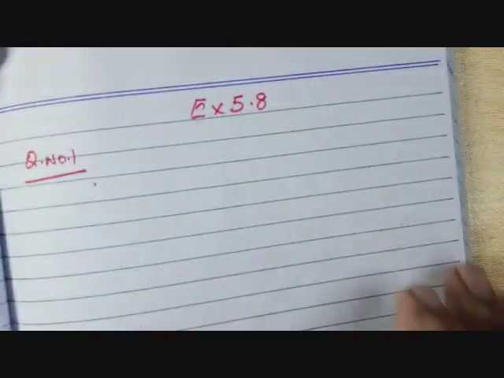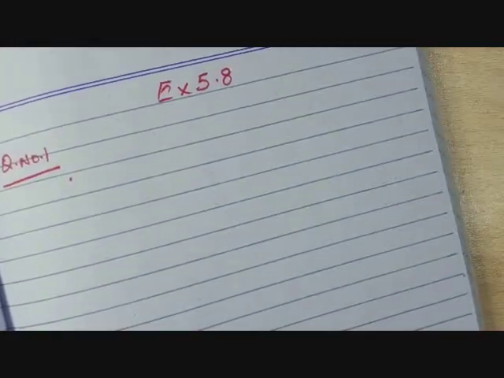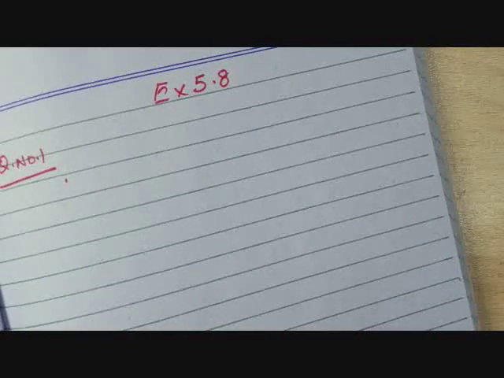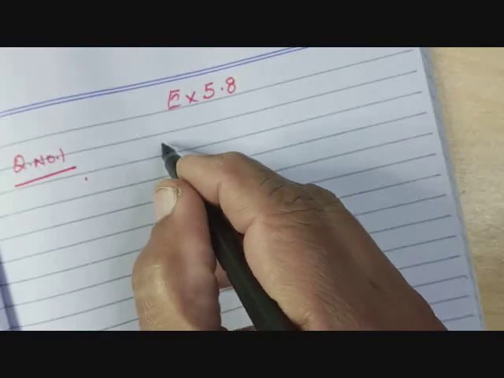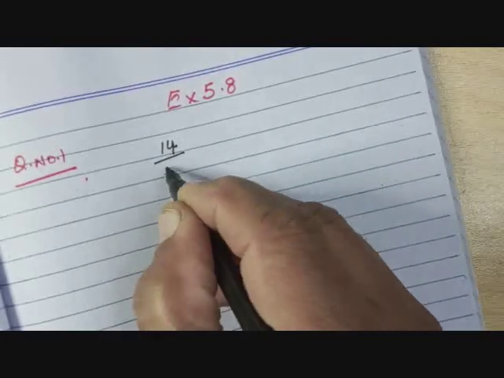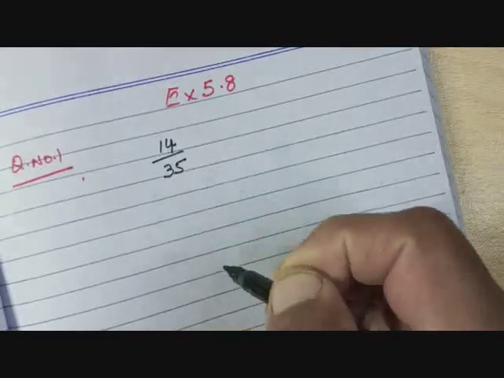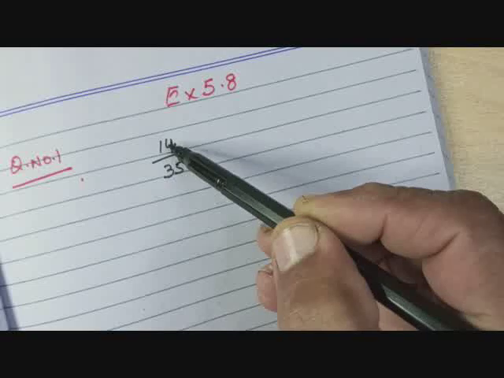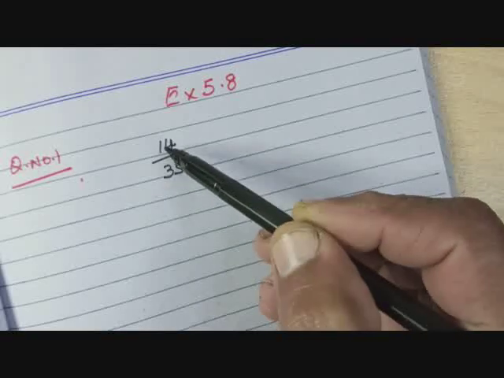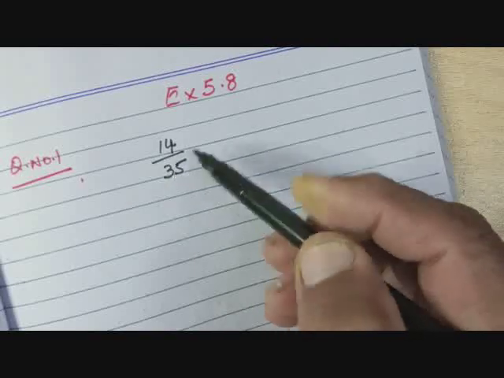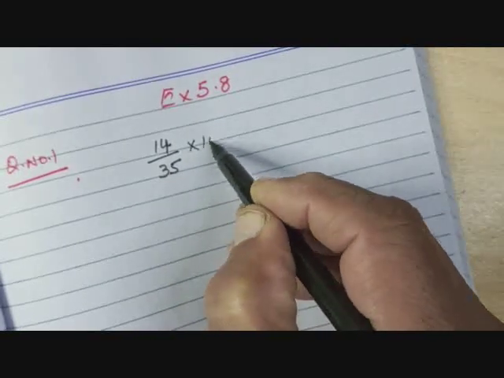Now I have to express 14 as a percentage of 35. Just suppose that 35 were the total marks and 14 is what we obtained. So we have to express 14 as a percentage of 35. We will write it in this manner: 14 out of 35, 14 divided by 35 and multiplied by 100.